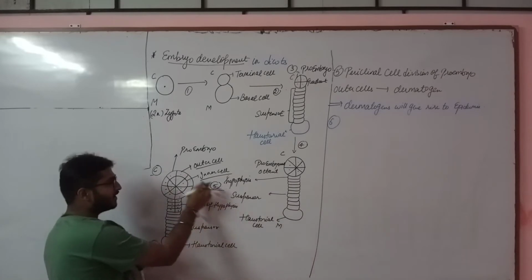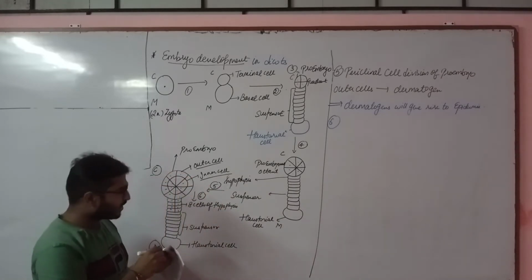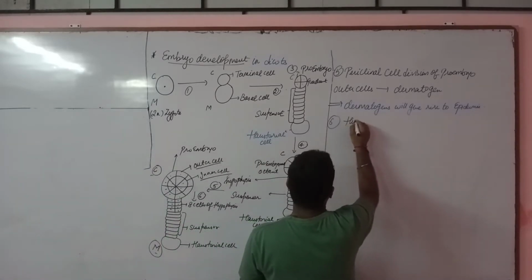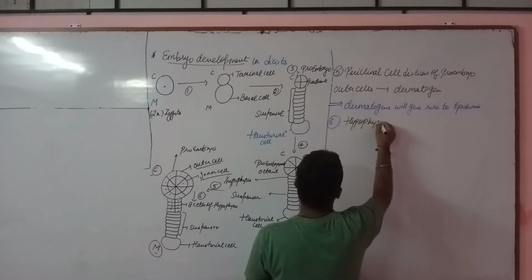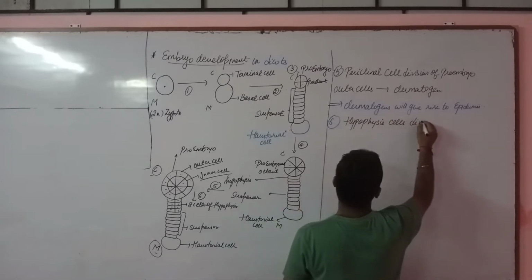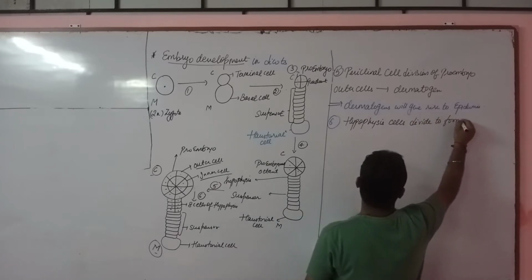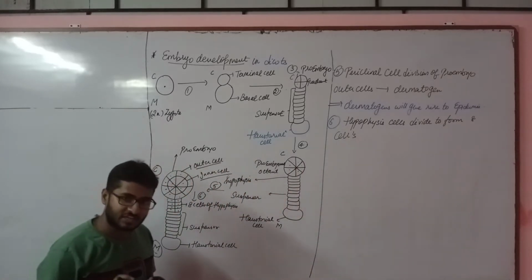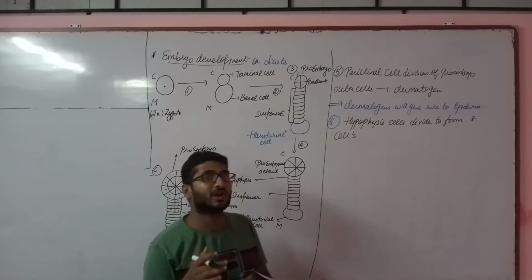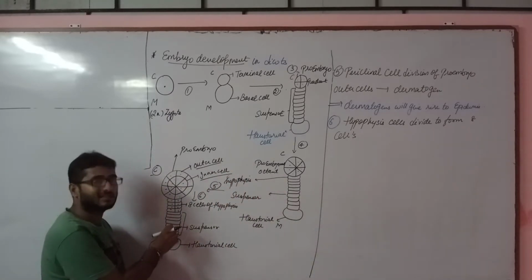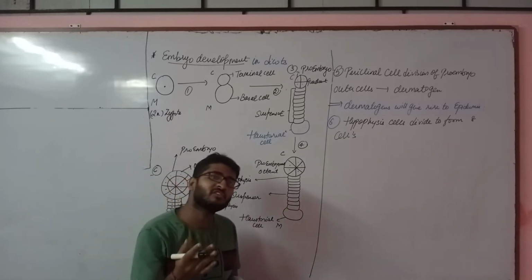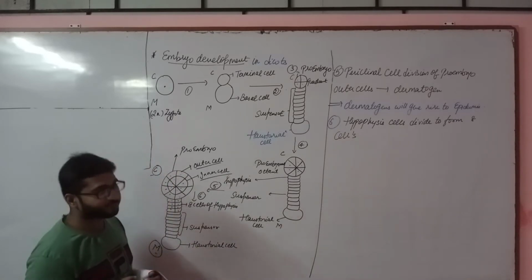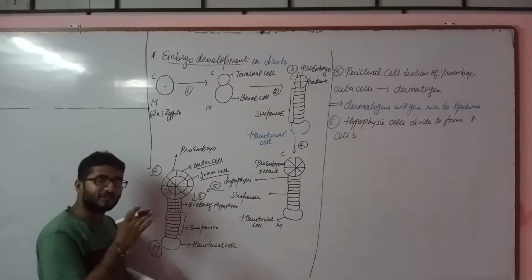Now step number 6. So this is step number 5. One outer, one inner cell. Now cells of hypophysis divide to form an 8 cell structure. Hypophysis cells divide to form 8 cells. Right? These 8 cells are arranged as a ball or a bunch of cells, but for our convenience we will show them as separate cells, because each and every cell is responsible for the formation of some of the other parts of the plant body. So hypophysis cells will divide to form 8 cells.